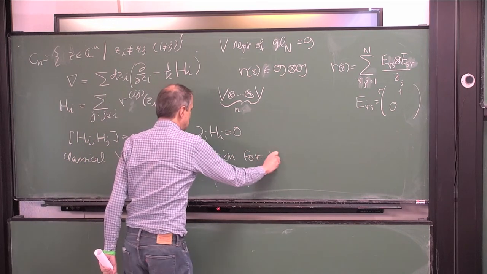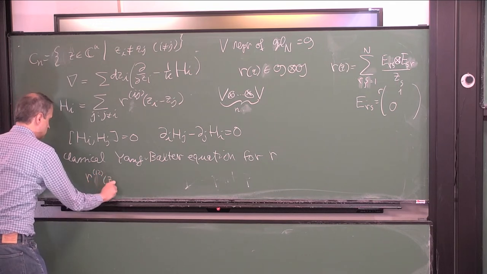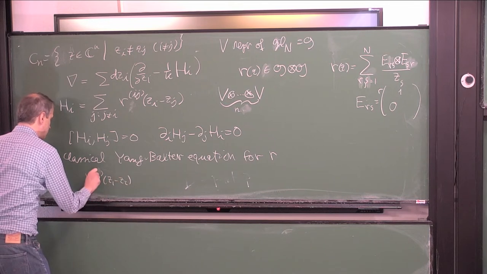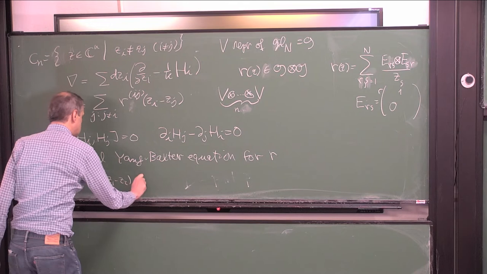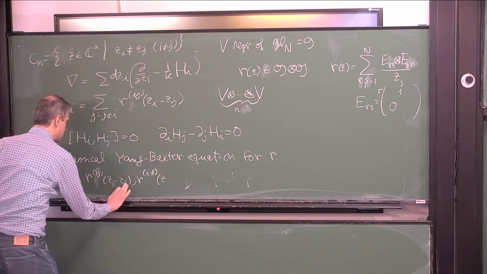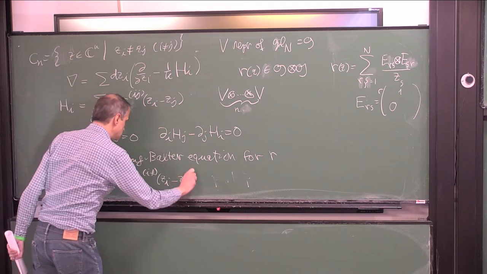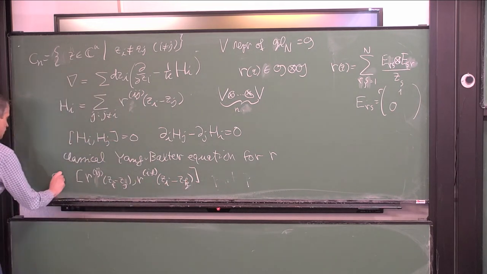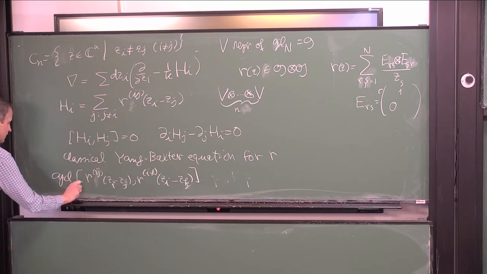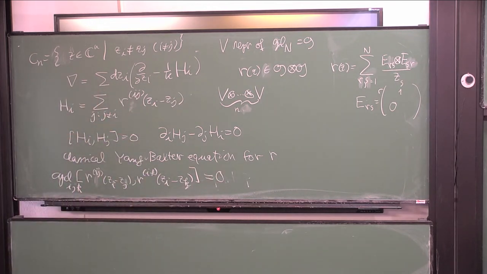R12(z1 minus z2), maybe let me call it Rij, Rik, zi zj, but it's really a universal equation. And if you sum over cyclic permutations of ijk, you get zero. So this is the Knizhnik-Zamolodchikov equation. And it's a flat connection.